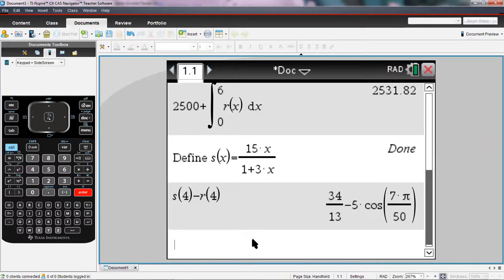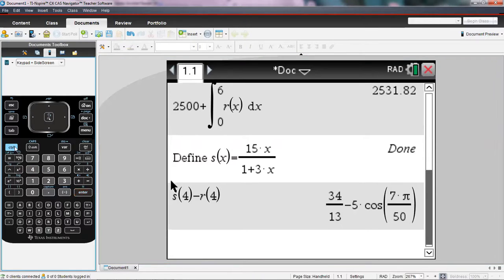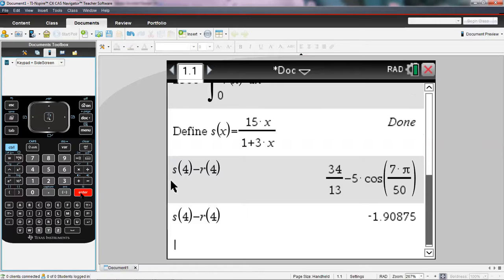Press enter, and then I get that strange number, so control enter, negative 1.90875. So this is going to be negative 1.90875. And now the units, engineers, cubic yards over hours is very important.